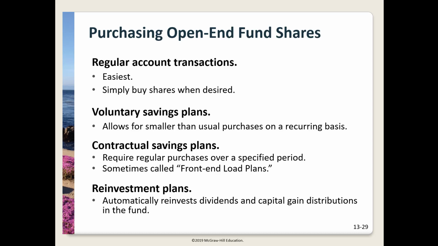With open-end funds, there are several ways to invest. Regular transactions: just buy shares when you want to. Voluntary plans: you can set up a recurring purchase plan. Contractual plans: basically plans that specify the number or amount of purchases to be made over a certain time. And reinvestment plans, much like DRIPs, where dividends and distributions from the fund are automatically reinvested in the fund shares.